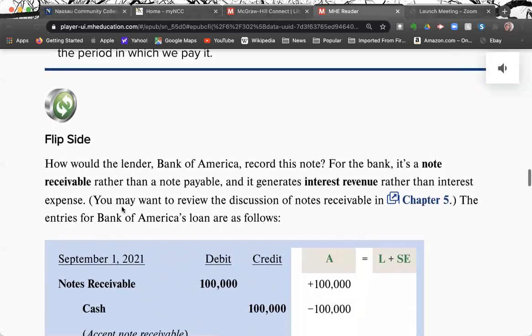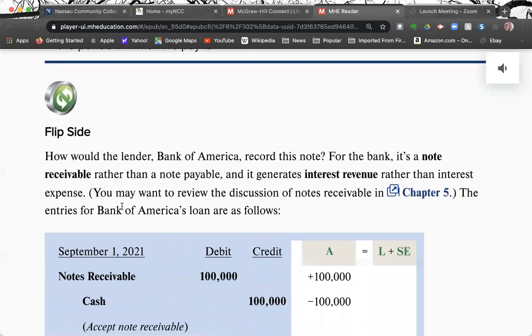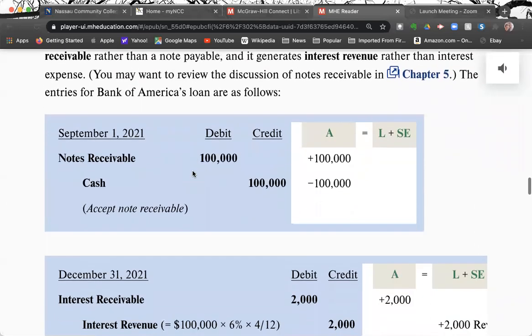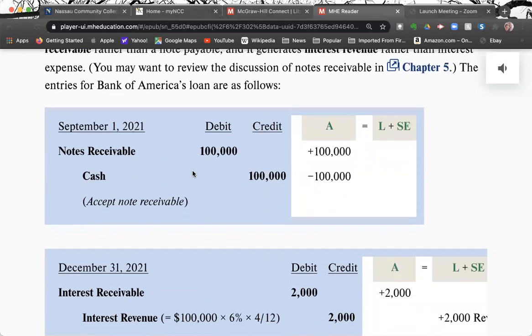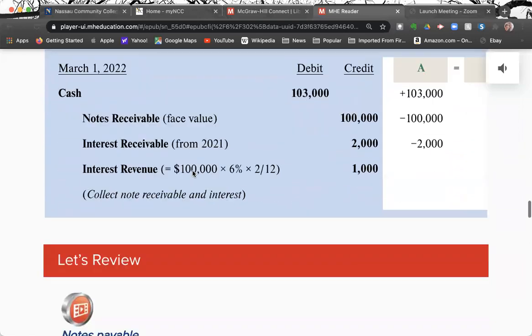Now, I'm not going to bother showing you this, but this is the other side of the transaction. This is what Bank of America would record, right? And I'm not going to bother with that because I don't want to confuse you, but if you're interested, here it is. You can take a look at it.